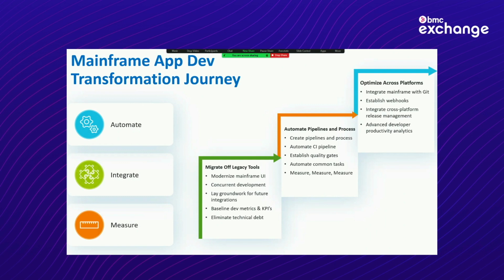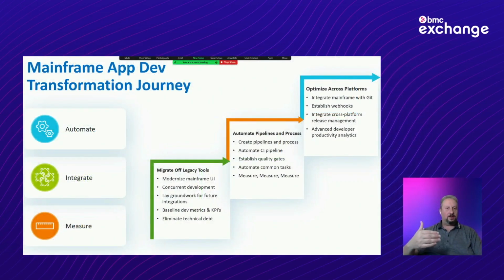You can optimize across platforms, and that's exactly what we did. So we started getting more advanced. Once people got the pipeline set up and understood it, the team started seeing, what can I do with this? How can I make this better? What are some of the things that we can do? And that's how we were able to optimize those pipelines as we went through.